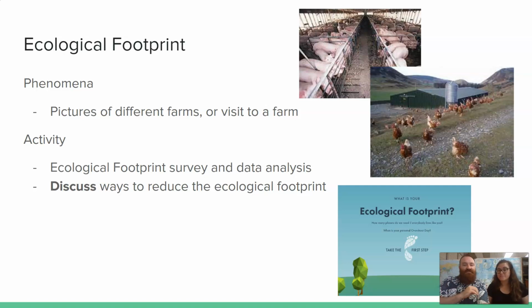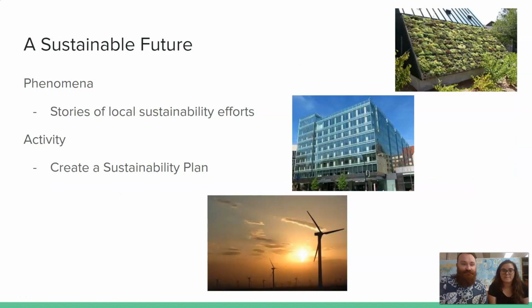Sometimes you just maybe want to do the survey and not do the data analysis if you don't have time. But it really is helpful to then take that data from the survey and do some data analysis. You can collect all the data from all the students and put them together and do some mathematical calculations. And then we want to discuss ways to reduce the ecological footprint. The cool part about this resource is that it actually gives you ways in the end how to reduce the ecological footprint. So this website, the Footprint Calculator, is super helpful, and you're going to get all the resources in our bundle about how to do this with your students.